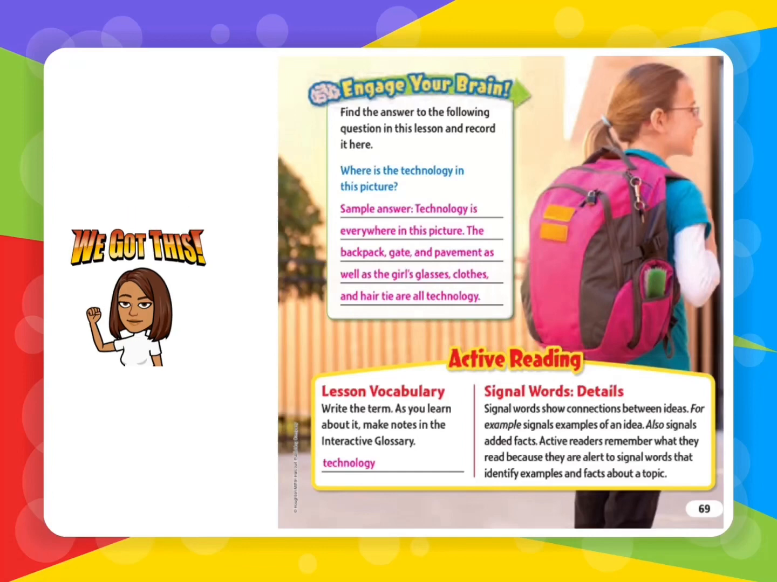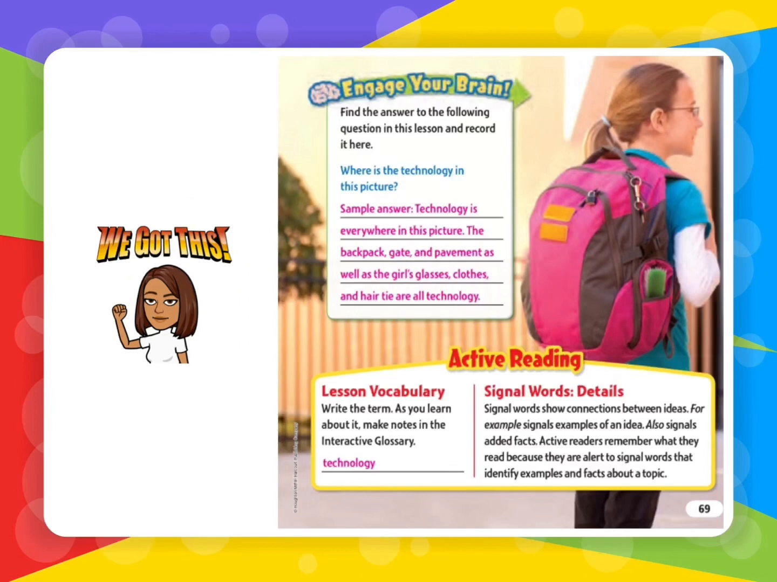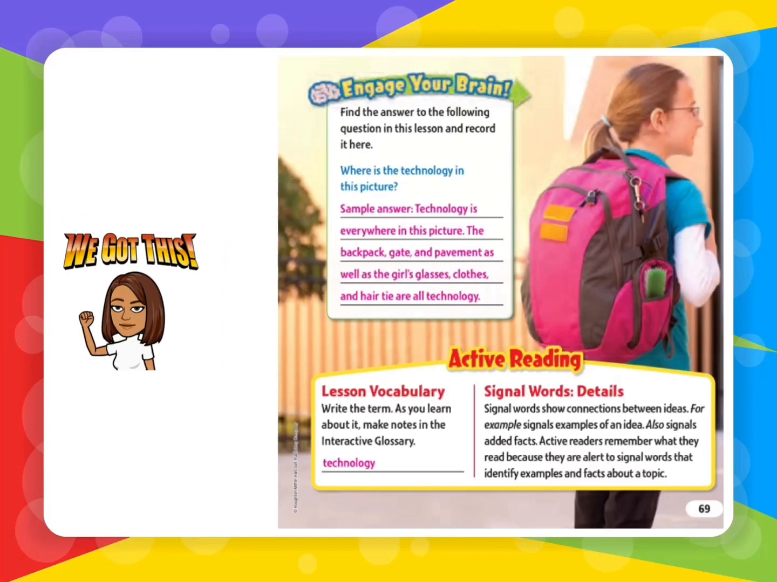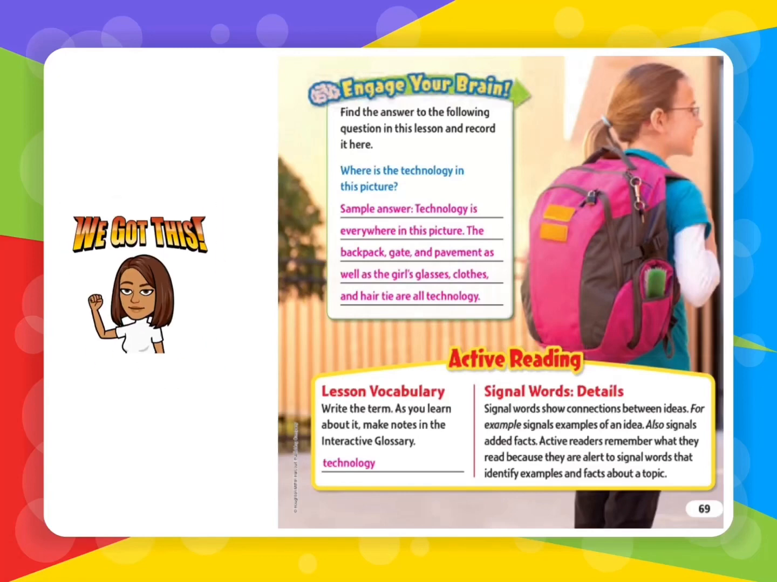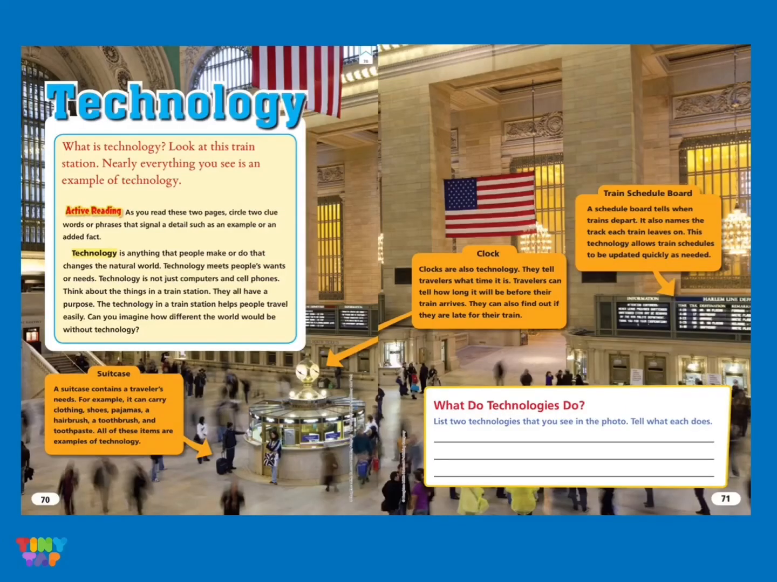Let's compare our answers. Miss Kelly's answer was, technology is everywhere. The backpack, the gate, the pavement, also the girl's glasses, clothes, and hair tie are all technology. What was your answer? So the big question is, what is technology? Look at this train station. Almost everything you see is an example of technology. Believe it or not. Technology is anything that people make or do that changes the natural world.